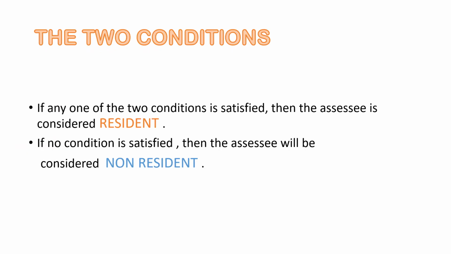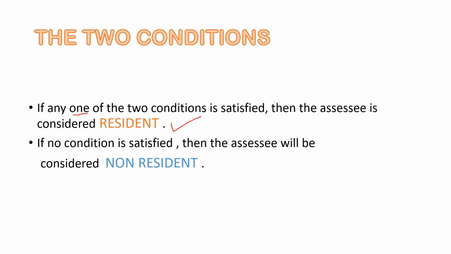Now, I repeat that if any one of the two conditions is satisfied, your status will come out to be resident. Which condition you want to satisfy is up to you. You satisfy condition 1, very good, you become resident. You satisfy only condition B, the second condition, you become resident. Both conditions need not be satisfied. Any one condition you satisfy and you become resident.